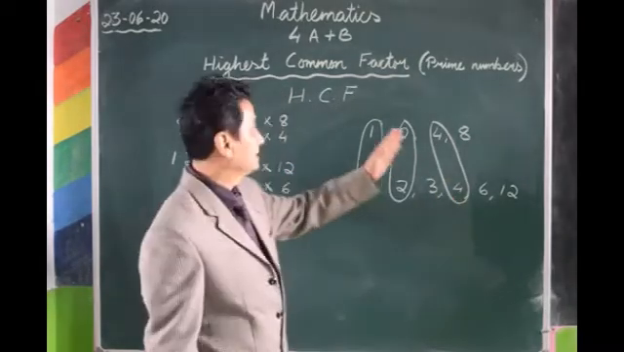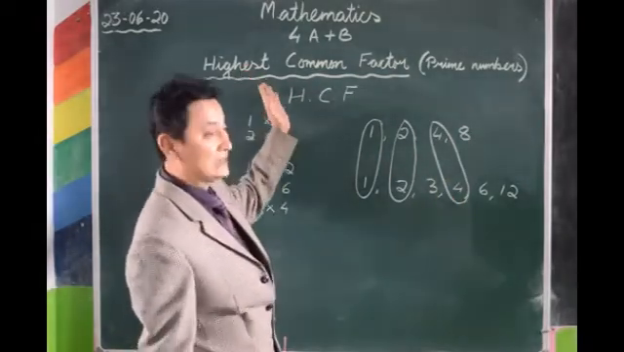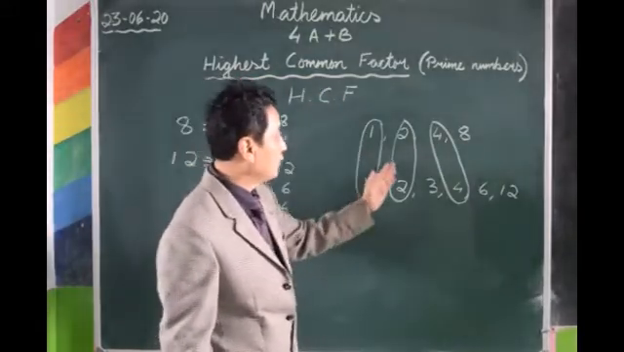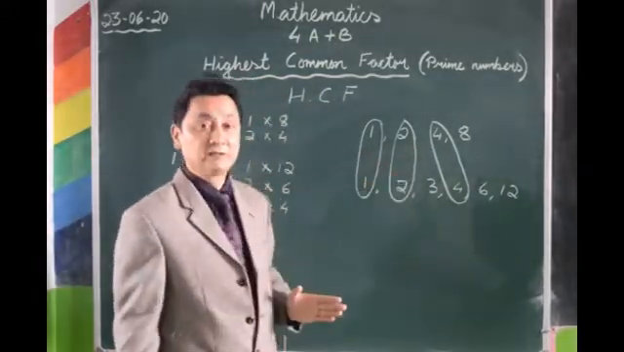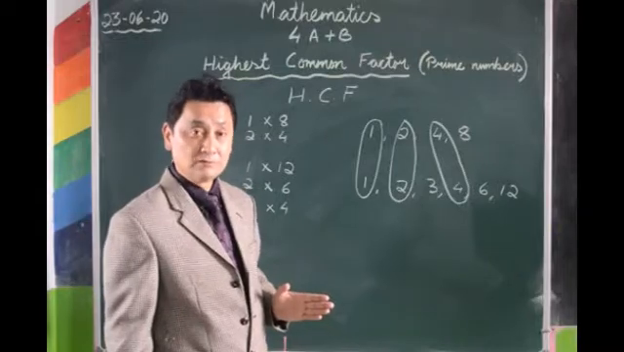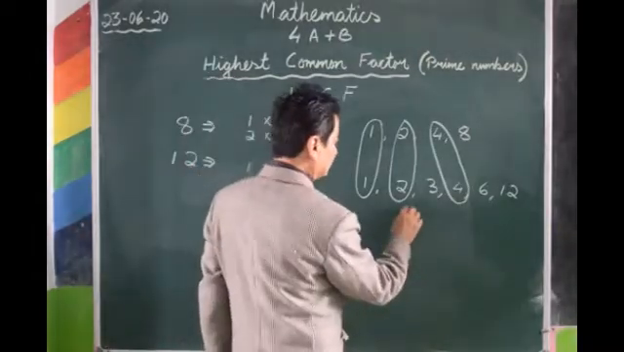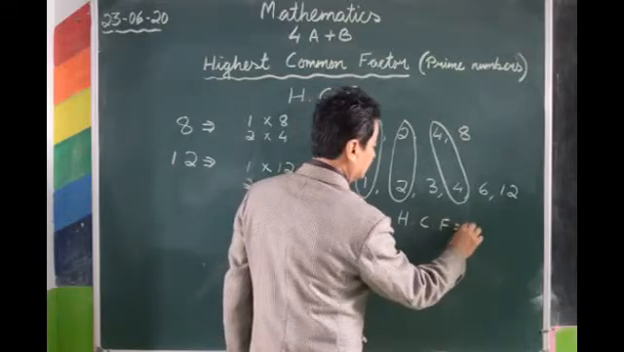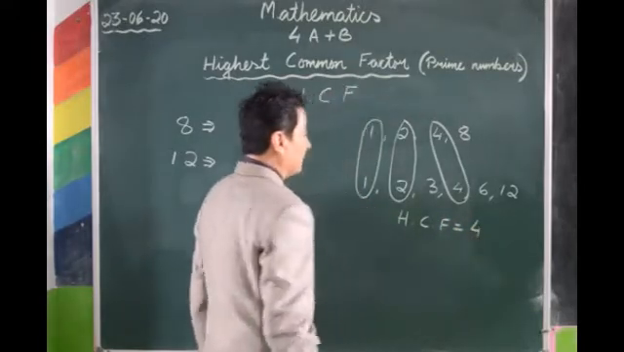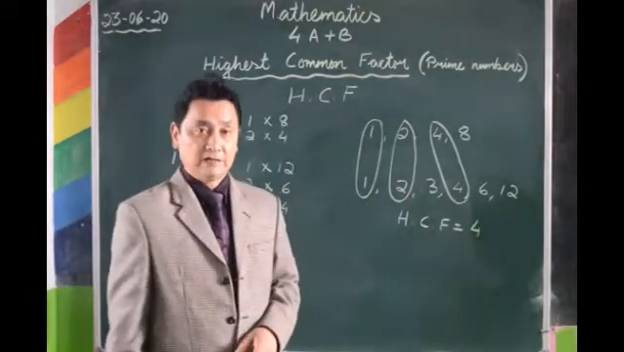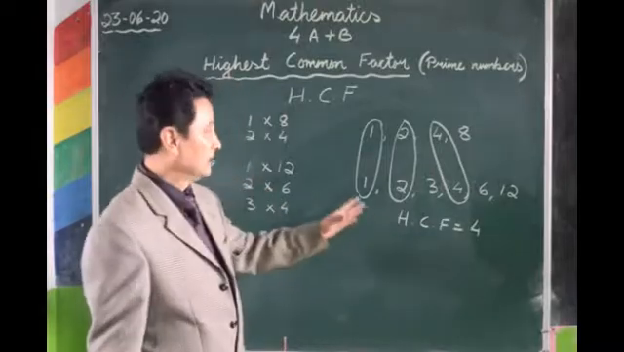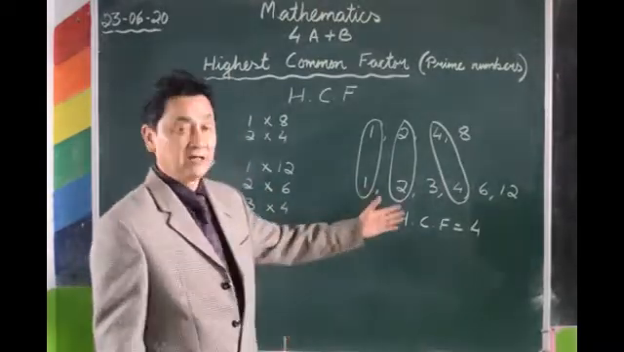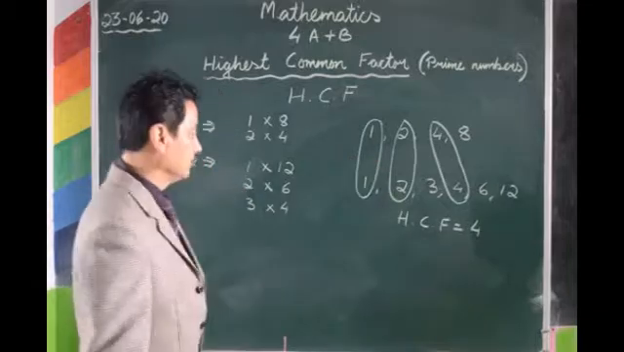But what does it say here? We must find the highest or the biggest common factor. Which is the biggest common factor of these? 1, now 2, it is 4. Yes. So we can say HCF equals 4. We are not going to do it this way. I'm just trying to explain how common factors are found, or how the HCF is found. We are going to do it in another way.